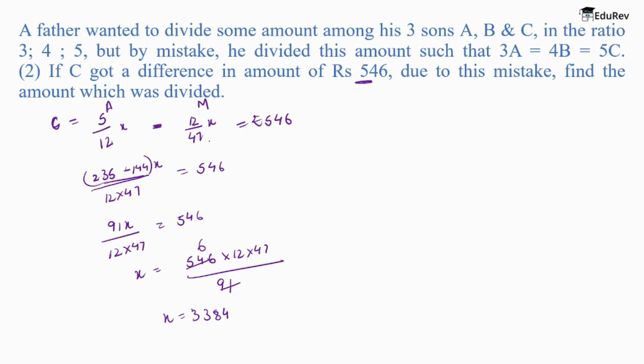So they say if C got a difference in amount of this due to this mistake, find the amount which was divided. So the actual amount which is same is 3384, and this is our answer. Right? It is very simple. We got the actual ratio in fractions, the mistake, the difference, and then we take out the value of X, which is the total amount.